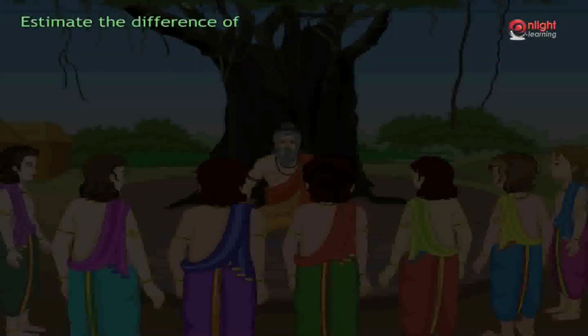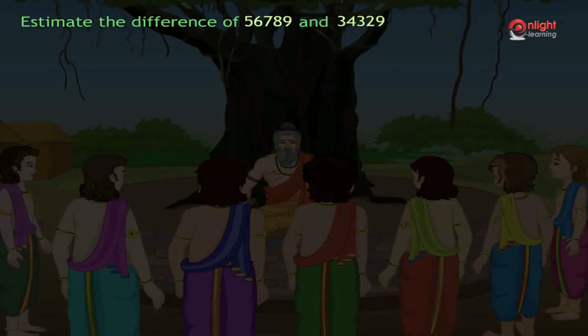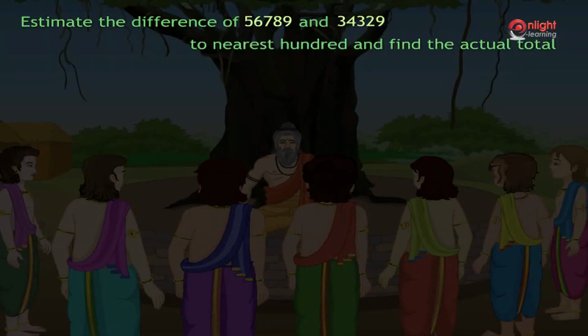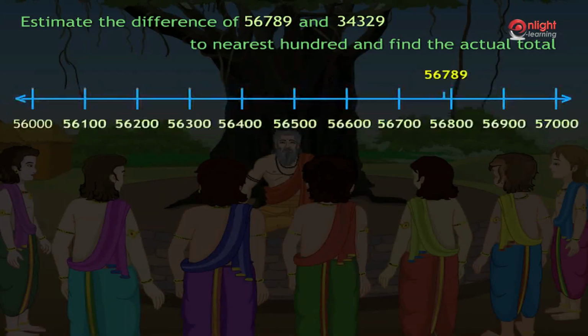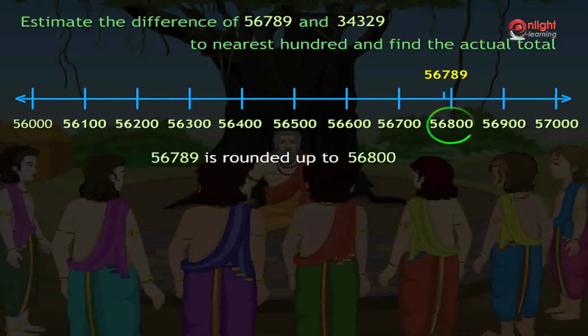Estimate the difference of 56,789 and 34,329 to nearest 100 and find the actual total. 56,789 is closer to 56,800, so it is rounded up to 56,800.